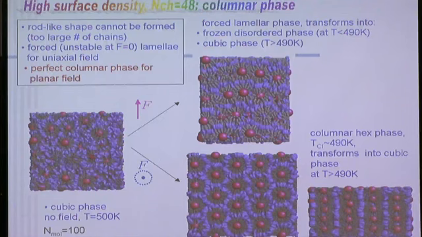But if I apply the planar field, then I get an absolutely perfect columnar phase, which can be seen from the side. There is absolutely perfect correlation between the disks in this direction, and we see, in fact, a very nice, ideal structure for the disks.